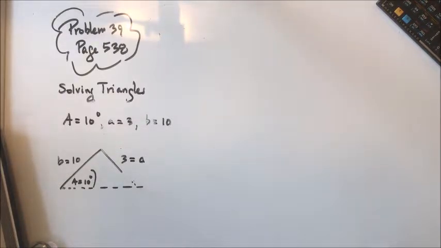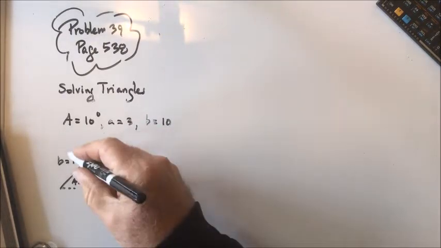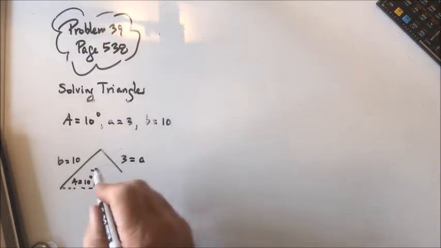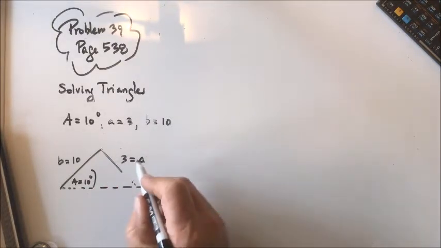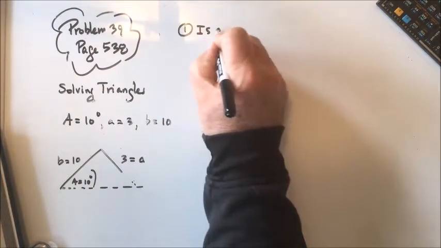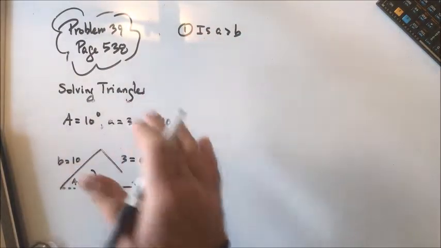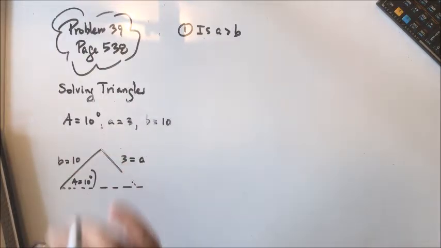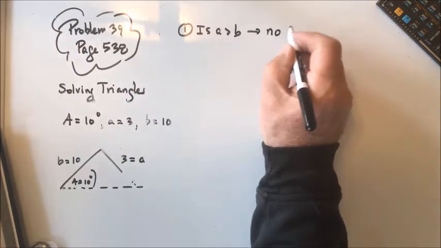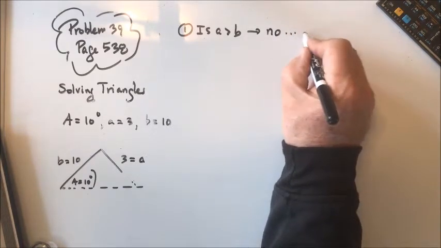So what do we have here? We've got one of those side-side-angle type problems. So we've got to do some analysis real quick. The first question is, is a greater than b? Because if it is, then there's only one triangle. 3 is not bigger than 10, and the answer is no. So we're going to move on.